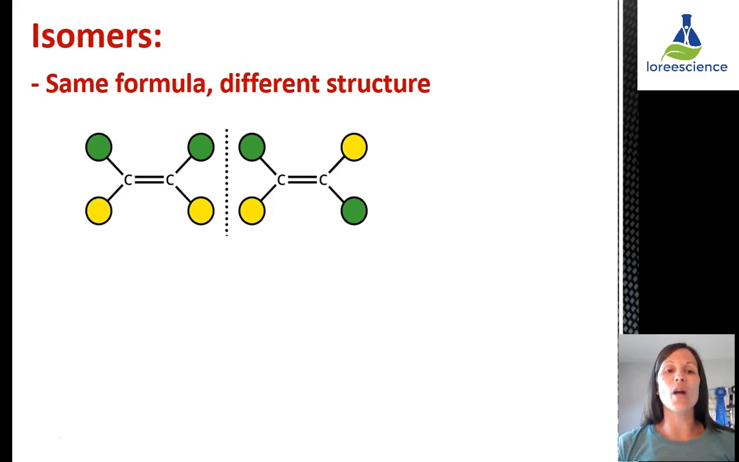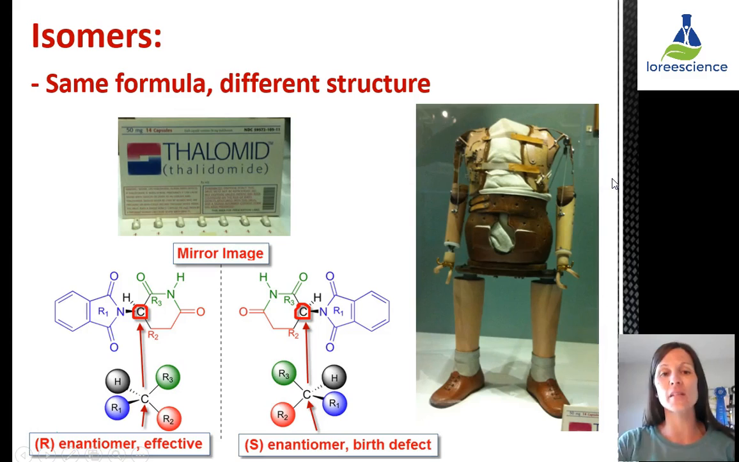Alpha and beta glucose are isomers of each other. They have the same formula, but they have different structure. Why is this important? Because they react differently because of their different structure. A famous example of this is thalidomide.